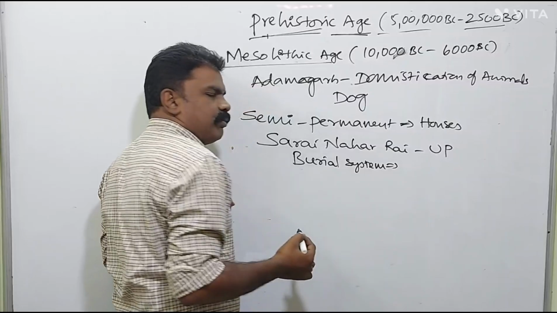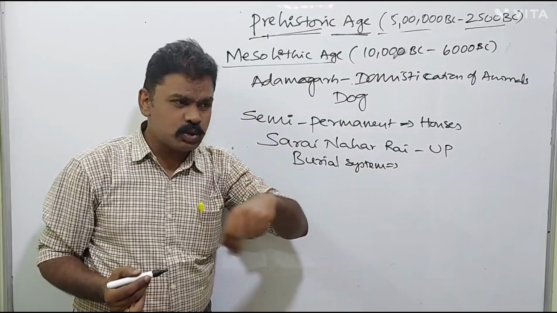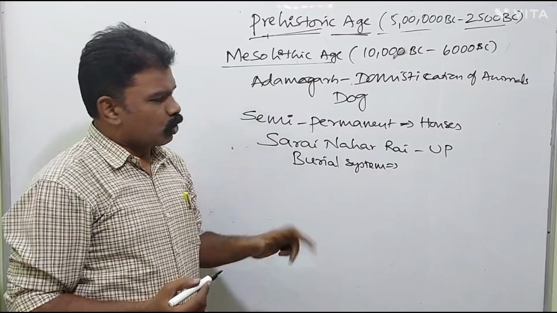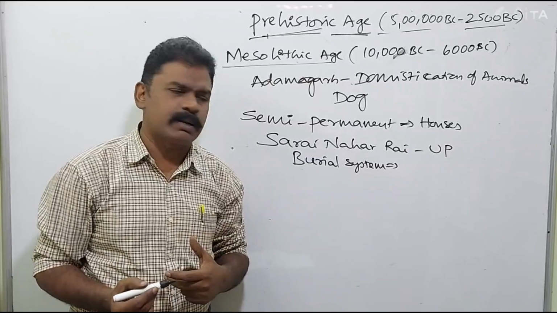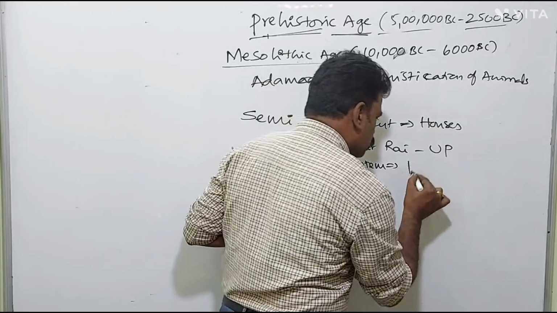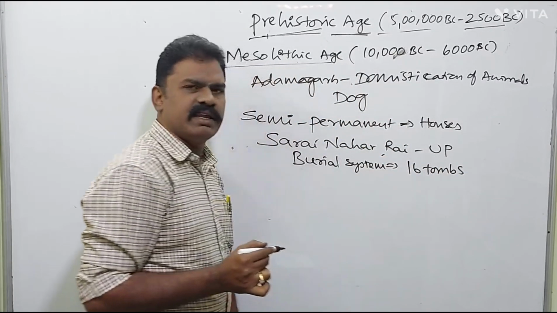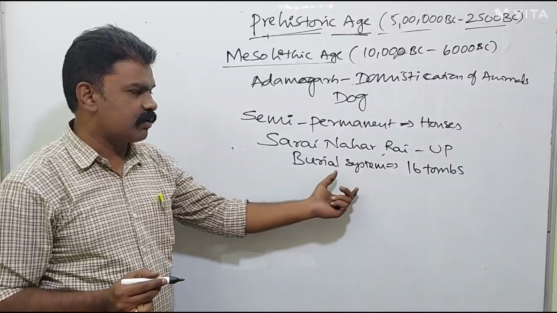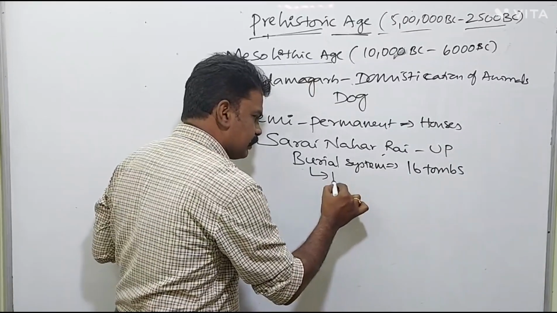In the prehistoric age, in the Paleolithic age, people used to throw dead bodies to nature. They used to leave dead bodies to nature. But here the burial system started. Around 16 tombs were found in the Sarai Nahar Rai area. The practice of the burial system indicates religion.